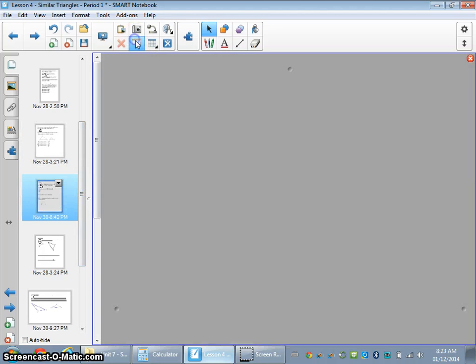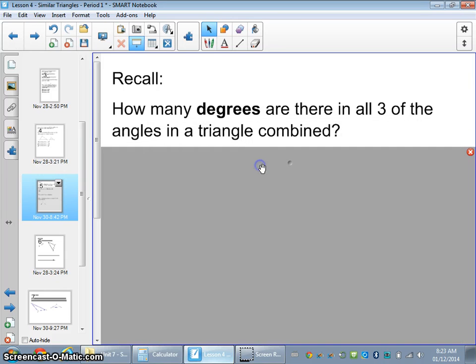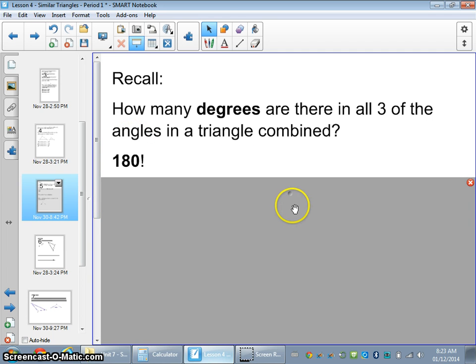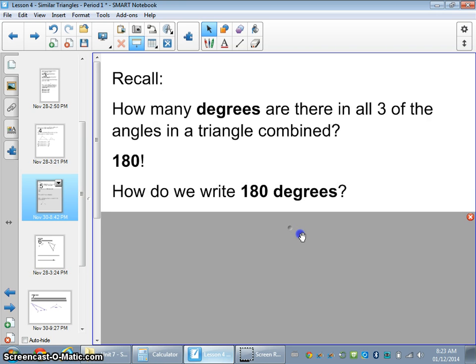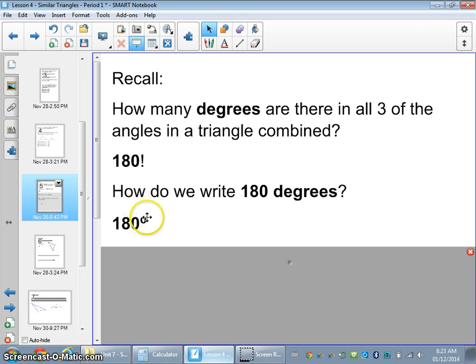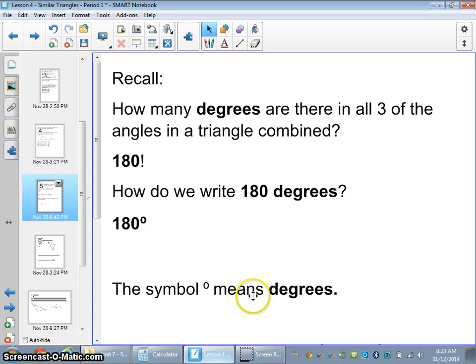One thing that you may recall here: how many degrees are there in all three of the angles of a triangle combined? Alright, so if we added up all three angles of a triangle, what would we get? We would get 180. So how do we write 180 degrees? It's the same way as writing degrees as a temperature. We use the little circle sign up here, so 180 degrees. So a reminder that this symbol here means degrees.